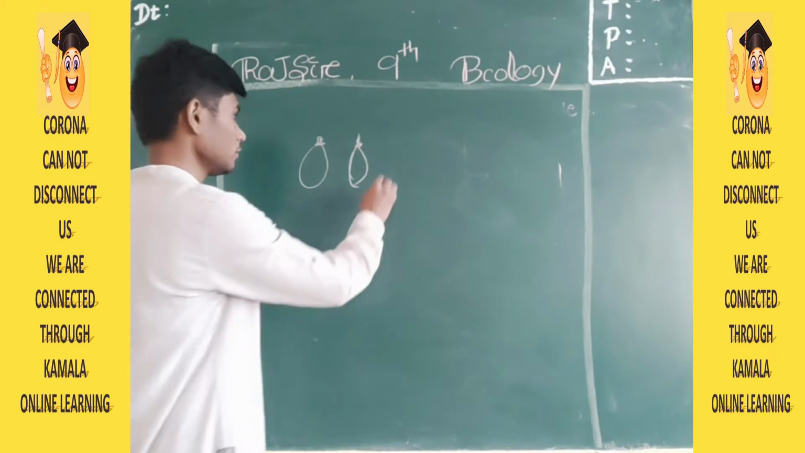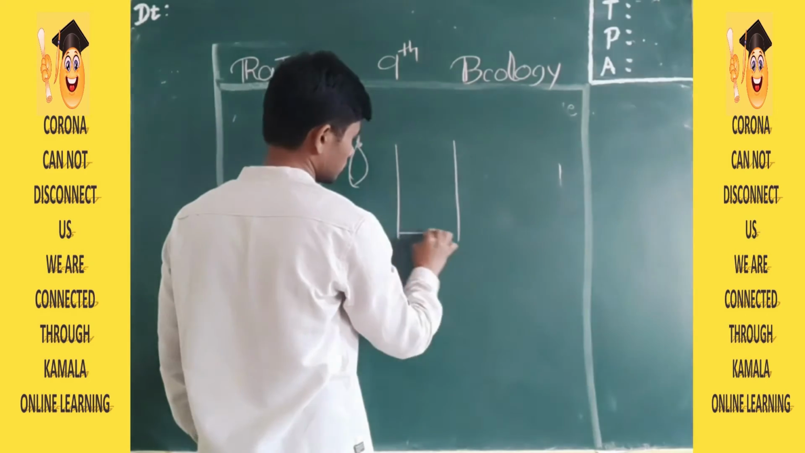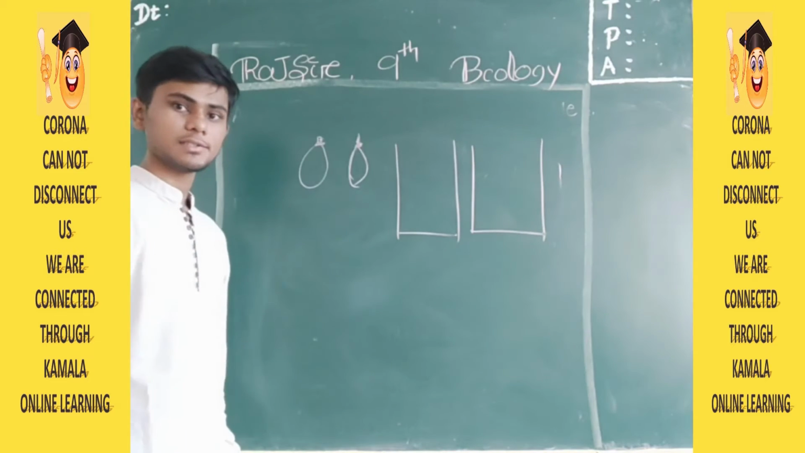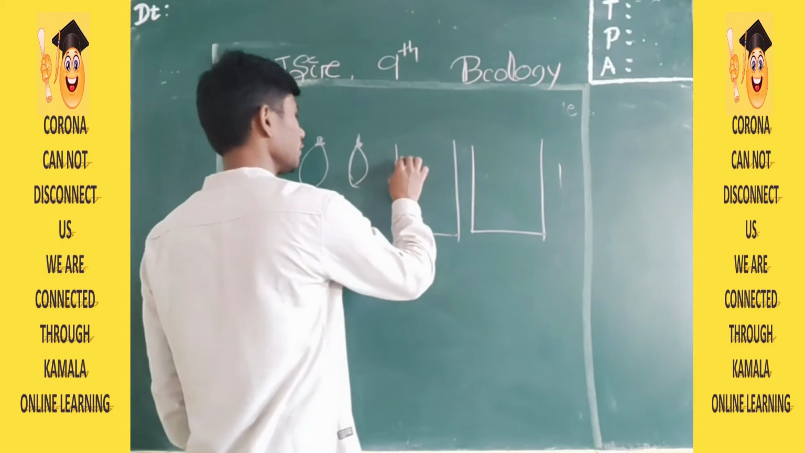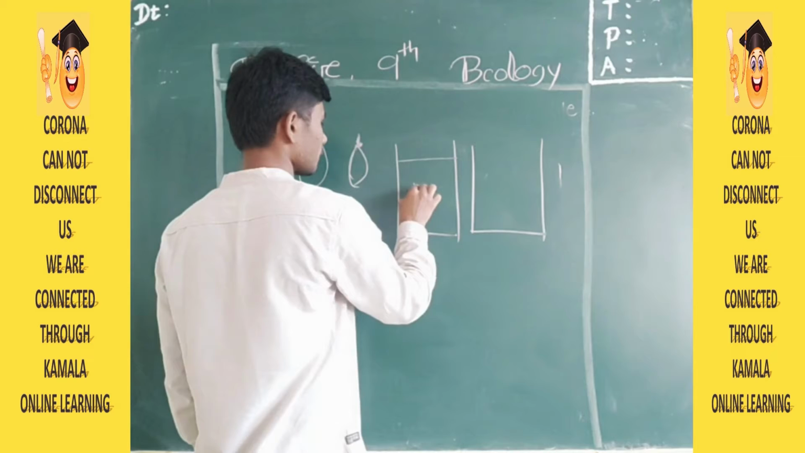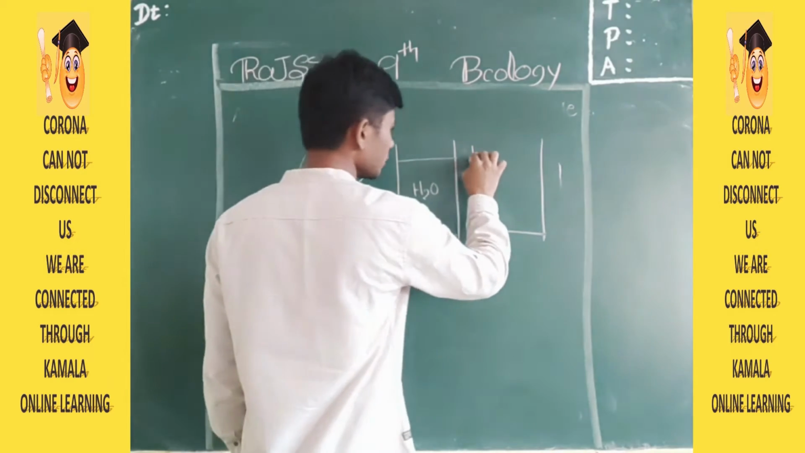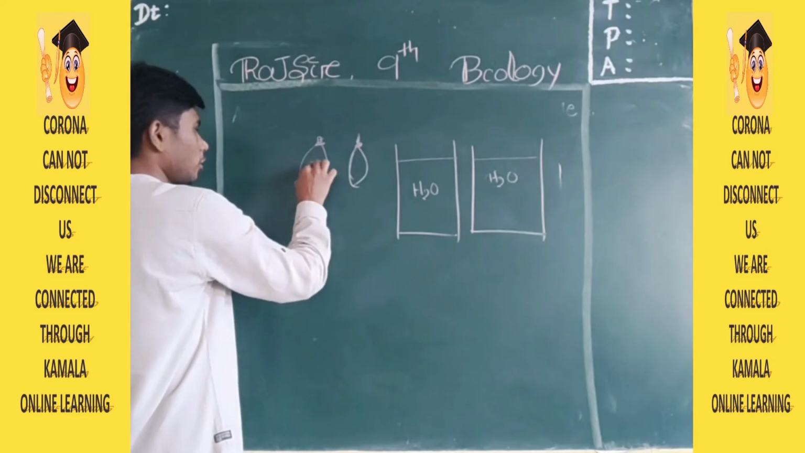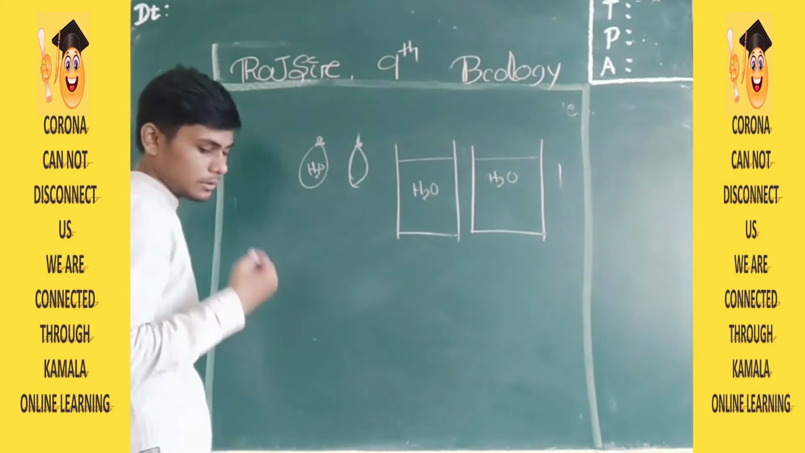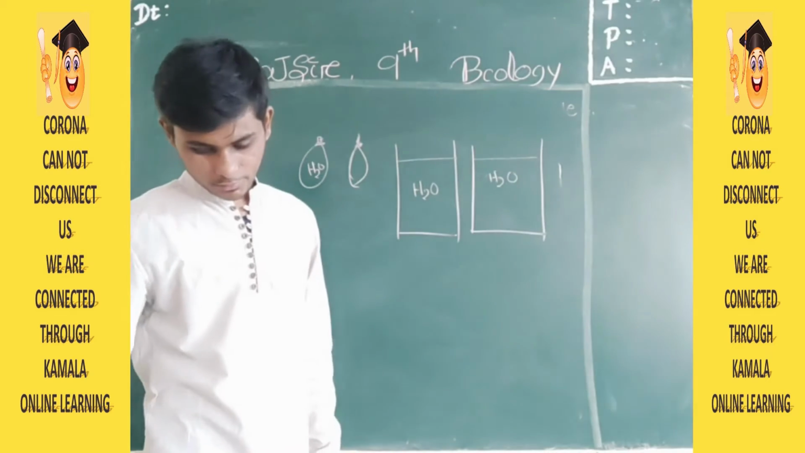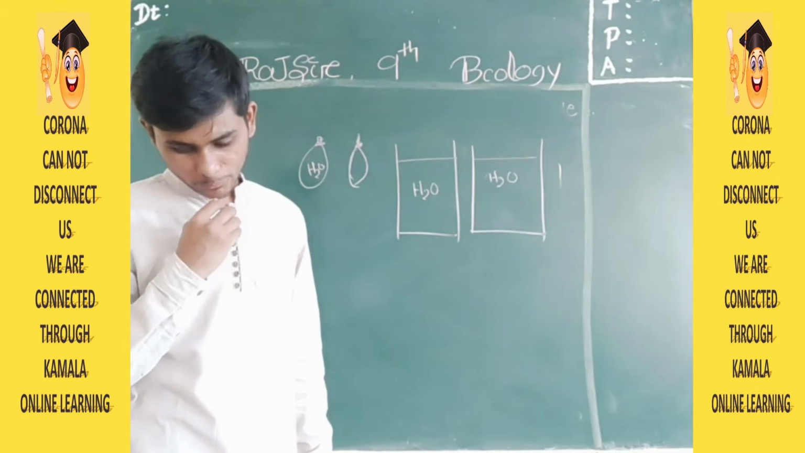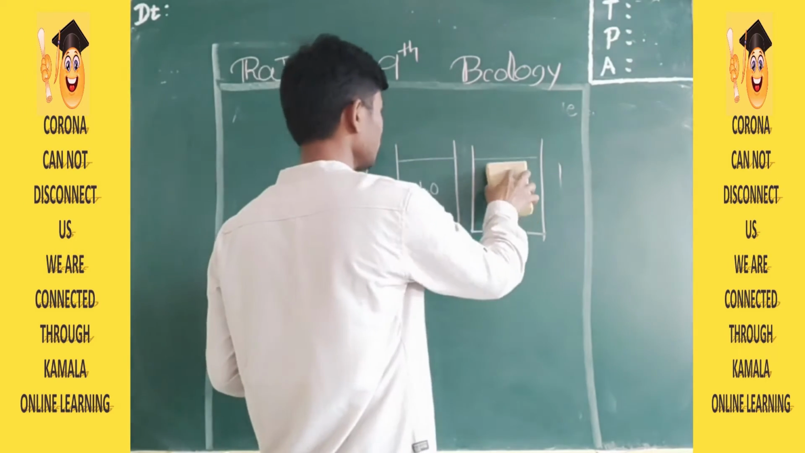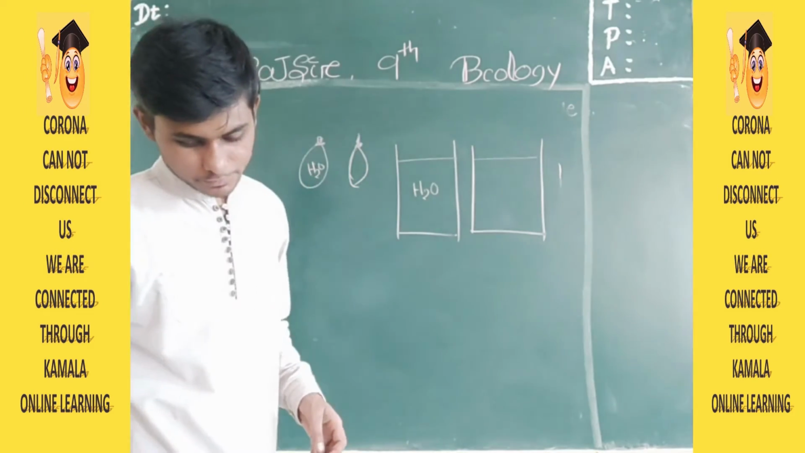Now what we will do is take 2 beakers. One beaker we will fill with water, and the other beaker we will also fill with water. Sorry, one beaker we will fill with water, and the other beaker we will fill with sugar solution.